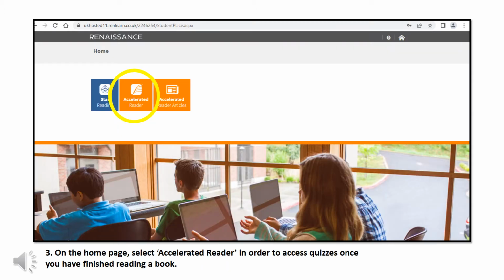Once you're logged in, you should be able to see this home page for Renaissance. To check that you're logged in correctly, in the top right hand corner beside the home button, your name should be there clearly to make sure it is you. And you'll see a selection of buttons on the left hand side for Star Reader, Accelerated Reader and Accelerated Reader Articles. At home, you'll be using Accelerated Reader. I'm going to talk you through that first of all. So if you can click that button and we'll go on to the next stage.